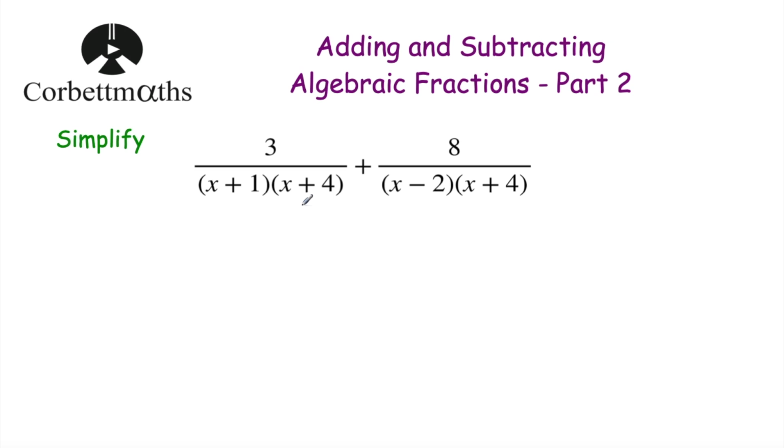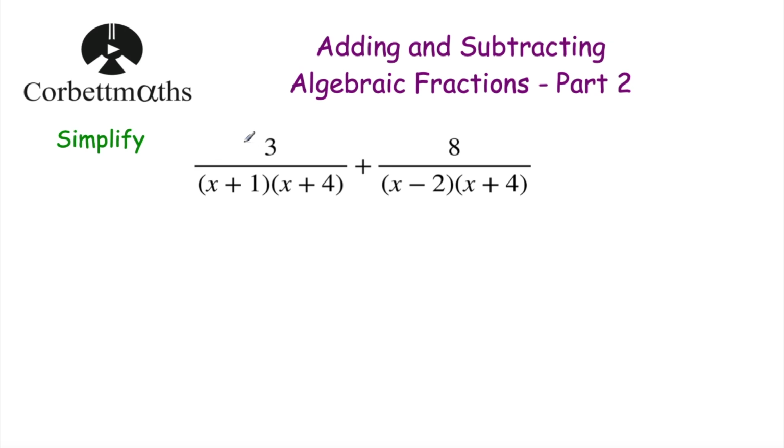So what we're going to need to do is multiply both the numerator and denominator of this fraction by x minus 2, because that's the bracket that's missing on the denominator. And with this fraction, we're missing the x plus 1, so we need to multiply both the numerator and denominator by x plus 1 so that they have the same denominators.